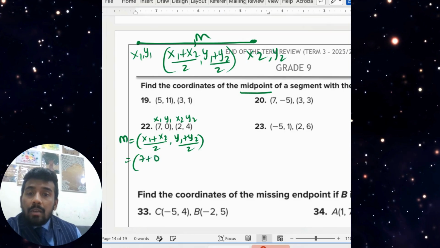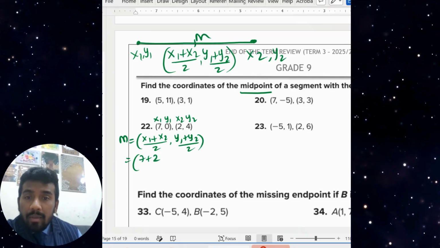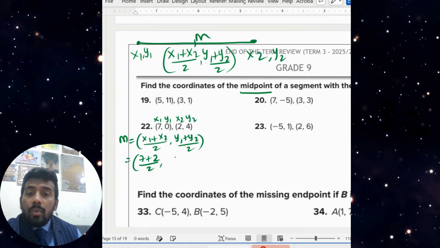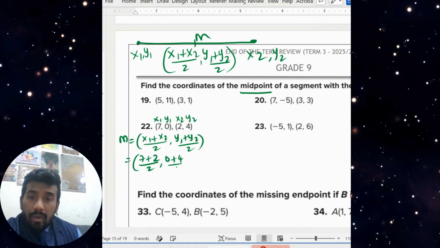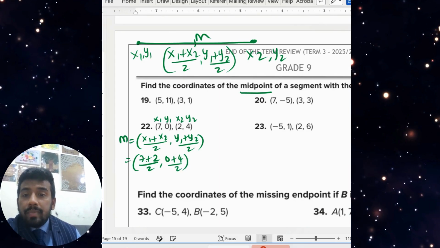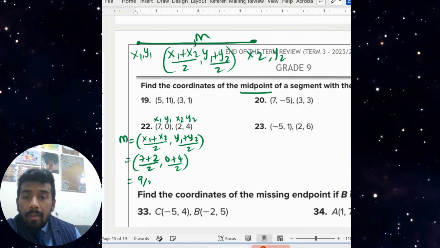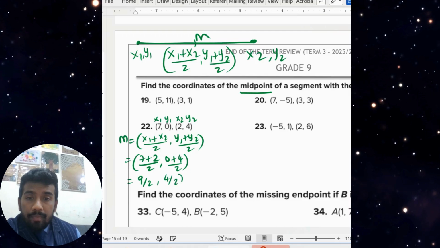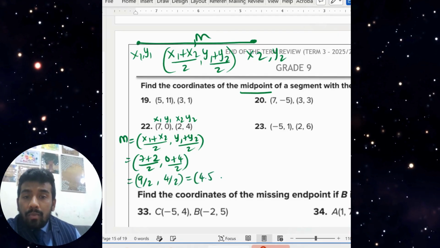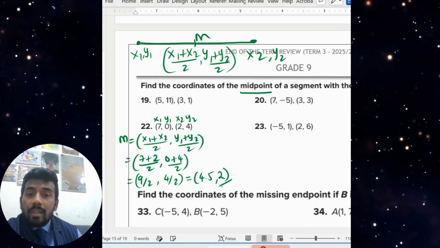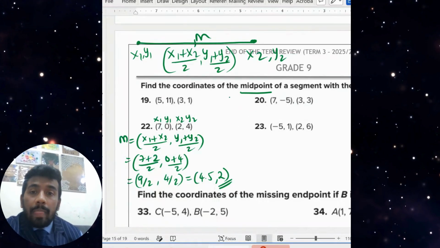So what do you get? 7 plus 2 over 2, and for y, 0 plus 4 over 2. What's 7 plus 2? That's 9 over 2. And this will be 4 over 2. What's 9 over 2? 4.5. And 4 over 2 is 2. So that's your midpoint. Easy. Good.